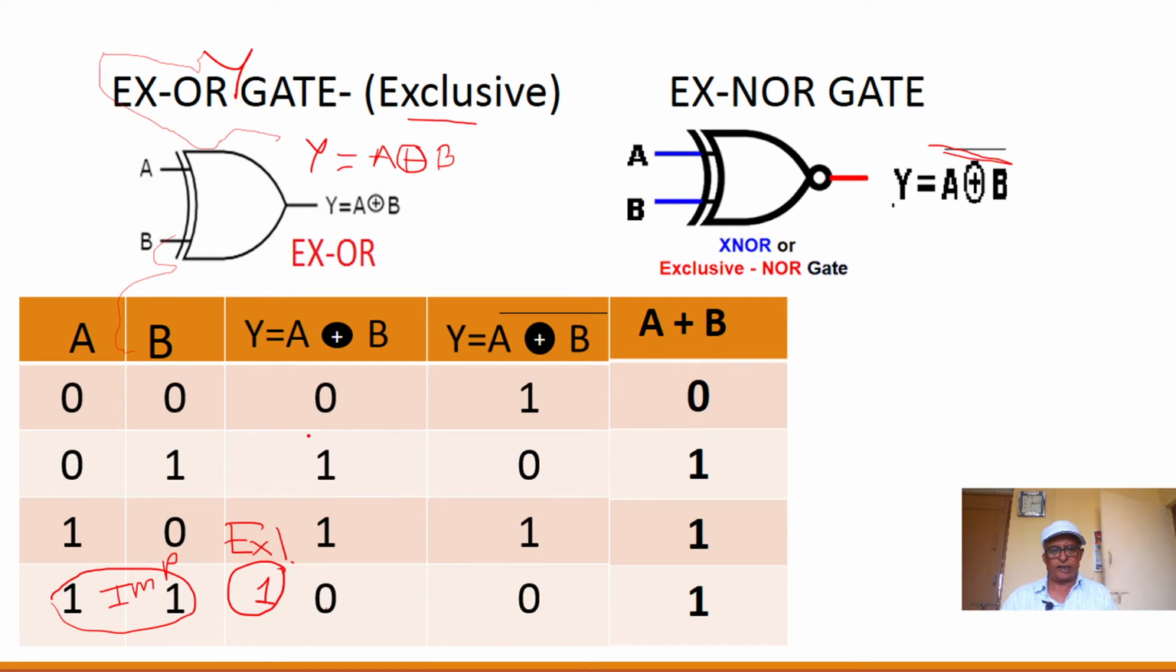Now if we take the complement, XNOR is the complement of the XOR gate. So if we take the complement of 0, we get 1. If we take the complement of 1, we get 0. So in this way we can consider the truth table of the XNOR gate.